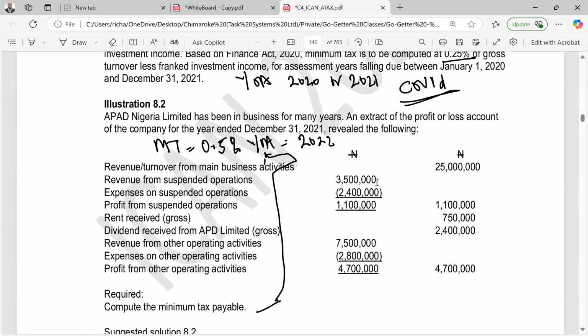So this is profit, and now this is profit from all activities, further all operating activities. We are not asked to calculate taxable profit. We are asked to calculate minimum tax. And what is our basis for minimum tax? The minimum tax is 0.5% of gross turnover. So we'll be looking at gross turnover now.